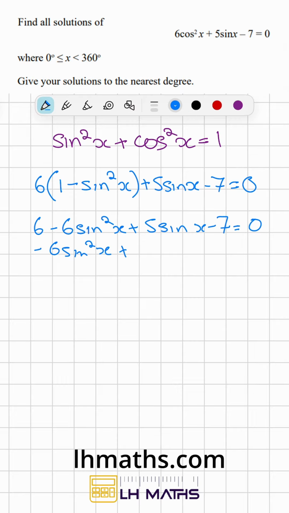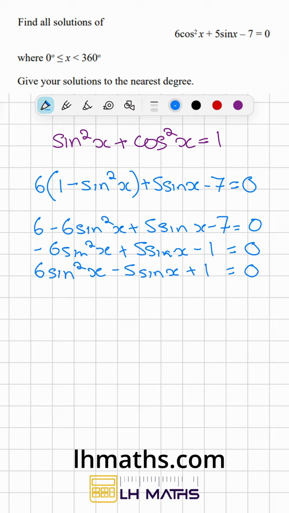Then we'll have a 5 sine x. And then we have a 6 minus 7, which is a minus 1, is equal to 0. And now we will just change the signs of everything so we can get the sine squared x positive. So we'll have a 6 sine squared x minus a 5 sine x plus 1 is equal to 0.